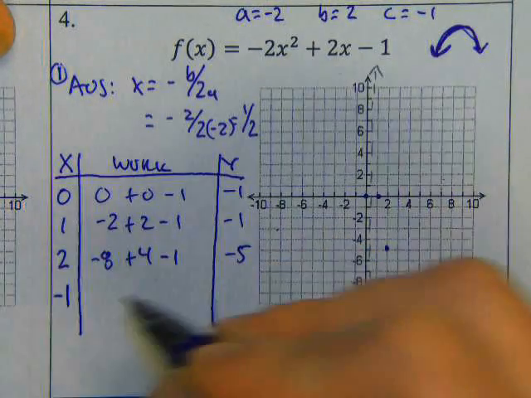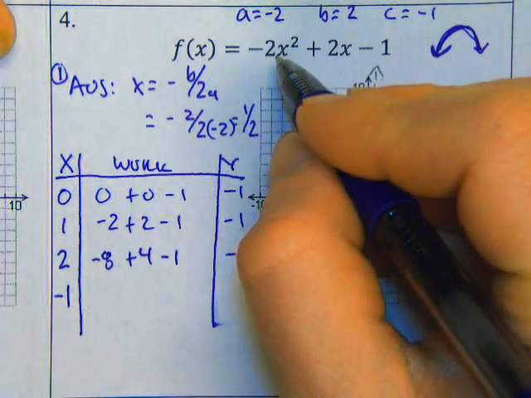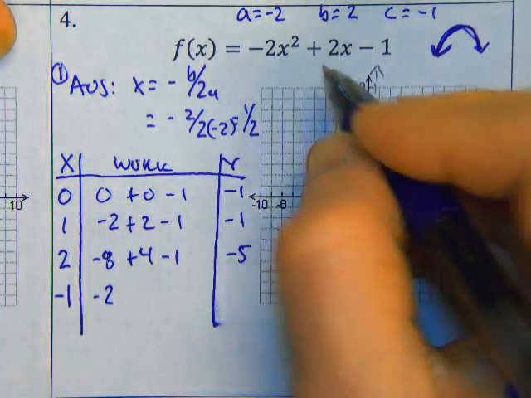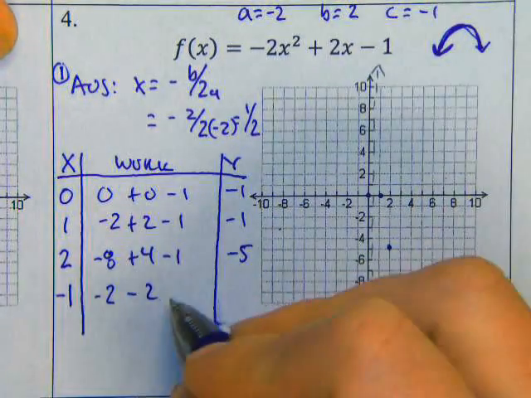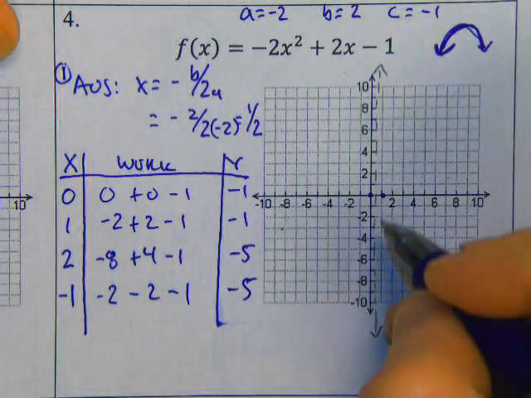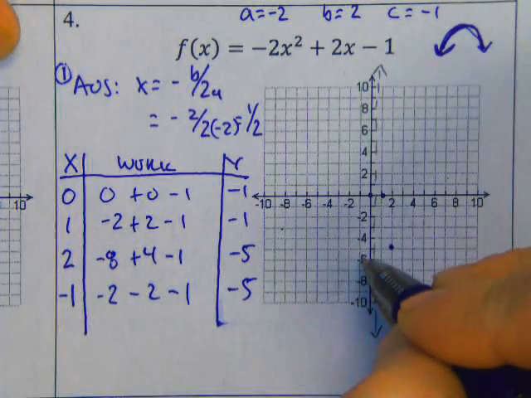-1 squared is +1 times -2 is -2. 2 times -1 is -2, and then so I've got -5 again. So -1 and -5.